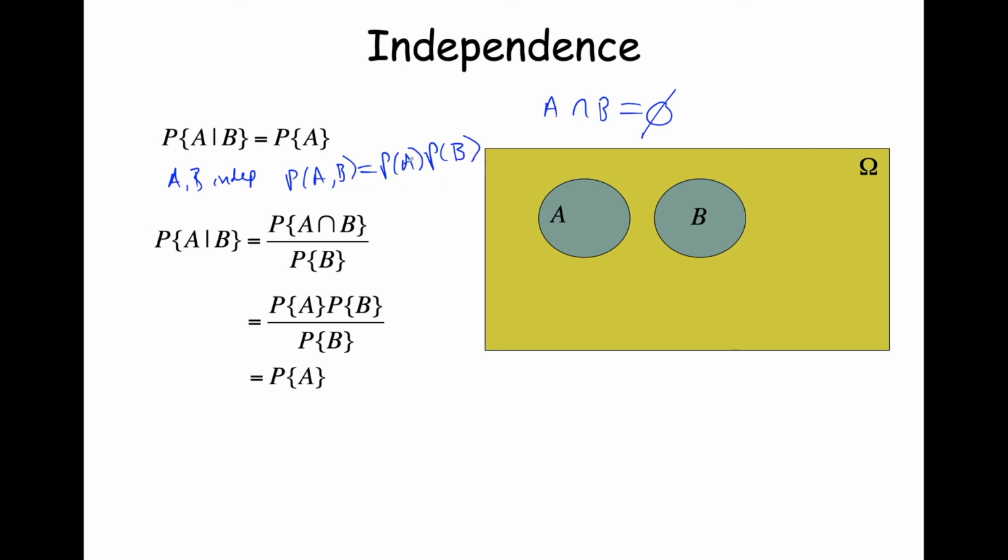Okay, so if that's the case, here we have probability of A and B in the numerator. We write probability of A times probability of B. We notice that there's a probability of B both in the numerator and denominator that goes to 1, and we're left with probability of A. And so we've proven that this independence means that conditioning on B adds no new information to what the probability of A is.